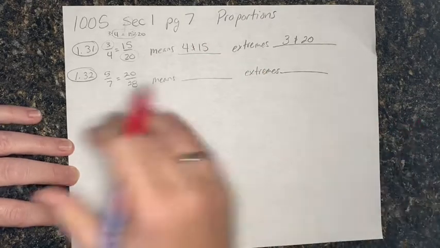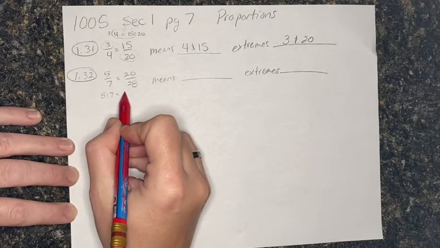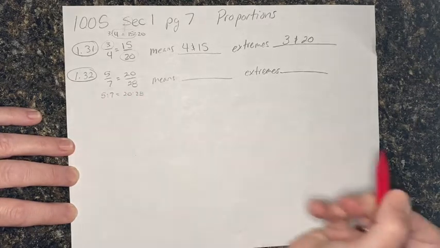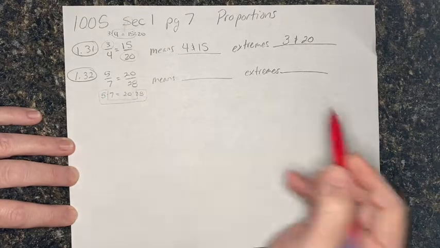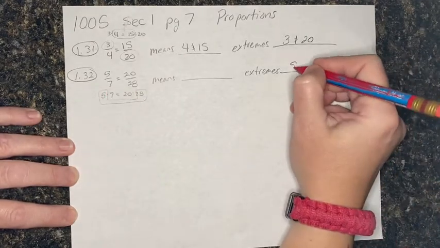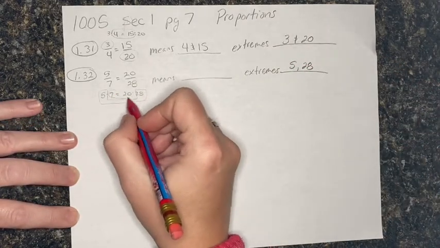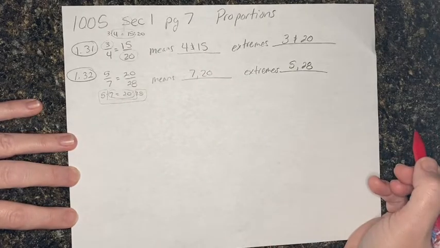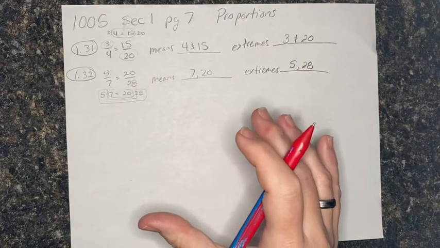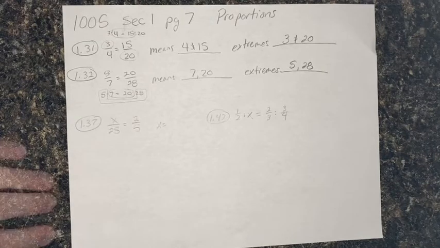All right? So let's do it again with number 132. 5 to 7 is equal to 20 to 28, right? So our outside ones, those are our extremes, or 5 and 28, and the inside ones are our means, or 7 and 20. So that's what you're going to do for that first section. Now let's take a look at a couple of the actual math ones that are in the next section.